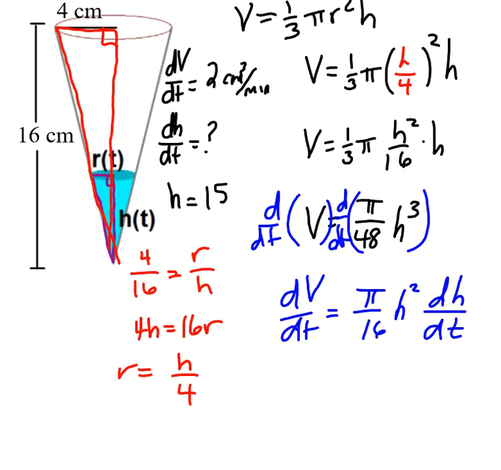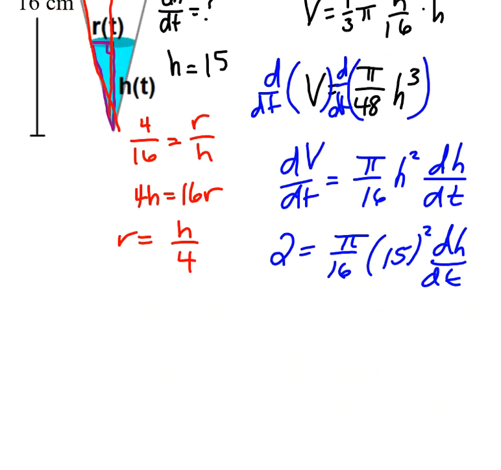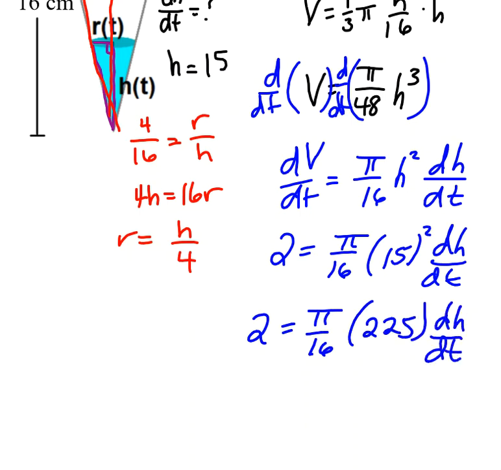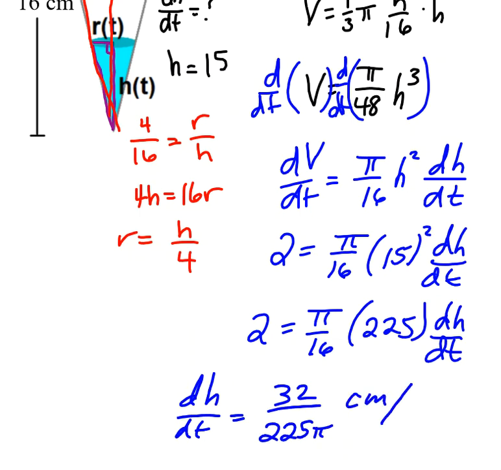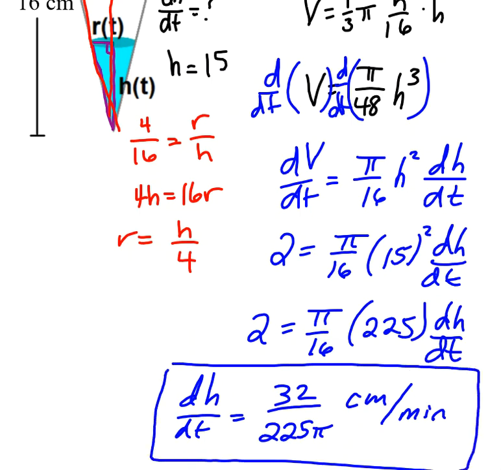Now that we've taken the derivative, we can plug back in. We're going to have 2 equals pi over 16, 15 squared, dh/dt. 2 equals pi over 16 times 225. Multiply by the reciprocal to get dh/dt is equal to 32 over 225 pi. You can put that in your calculator to find a decimal approximation if you'd like, but I'm going to leave it just like that. Centimeters per minute. And that concludes problem 4.